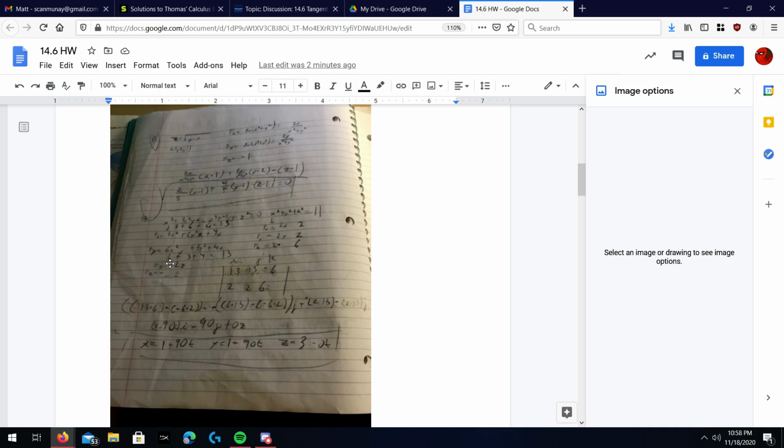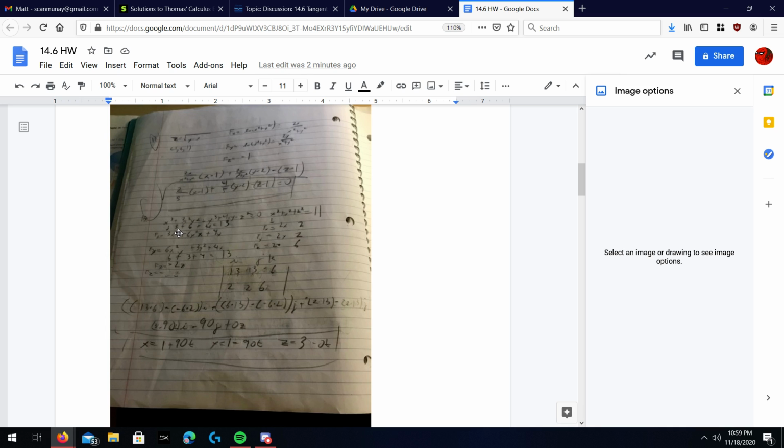To find parametric equations for the line tangent to the curve of the intersection of the surfaces at the given point, which in this case is (1, 1, 3). So we have these two equations: x cubed plus 3x squared y squared plus y cubed plus 4xy minus z squared, and x squared plus y squared plus z squared equals 11.